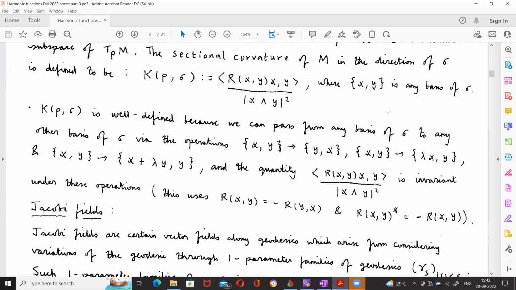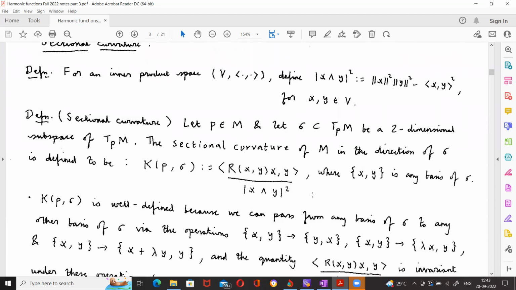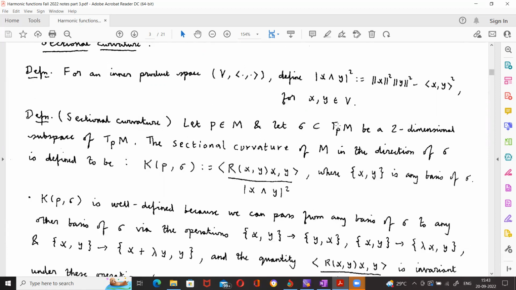Why is this sectional curvature important? Because you can look this up in do Carmo: knowledge of the sectional curvatures determines the whole curvature operator. So if you know the sectional curvatures of all two-planes, then you know the curvature operator as well. The curvature operator is determined by these sectional curvatures.